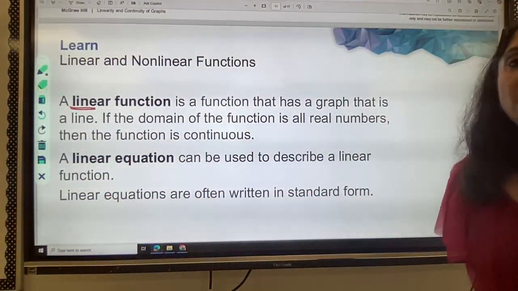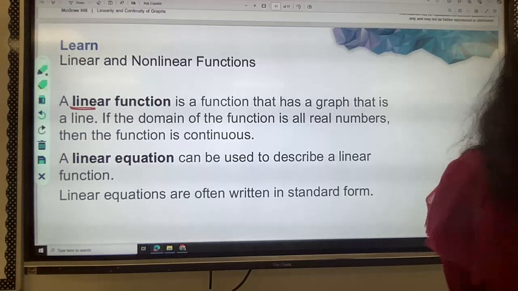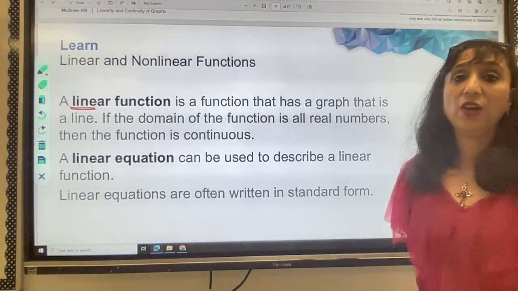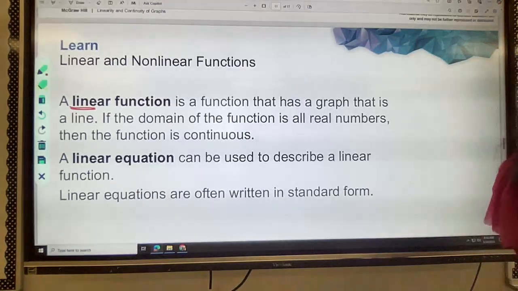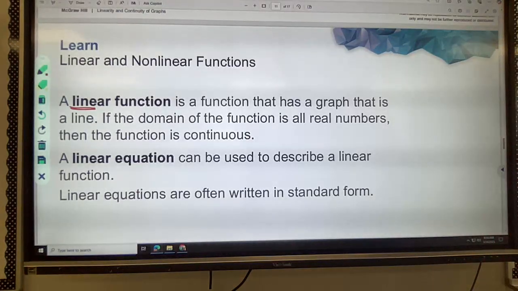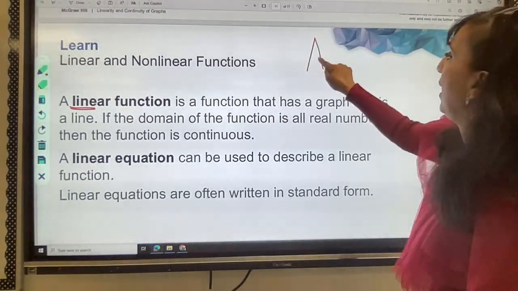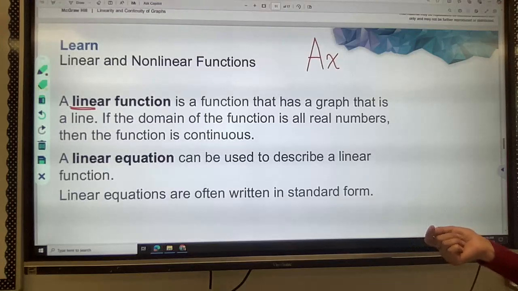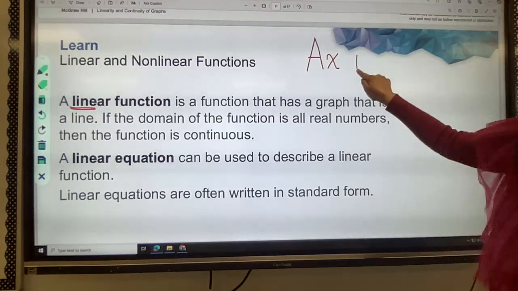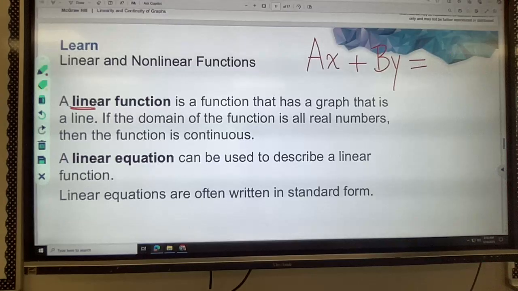If the domain of the function is all real numbers, then the function is continuous. And then a linear equation can be used to describe a linear function. And linear equations are often written in standard form. So, what is the standard form of a linear equation? It is going to be ax, and this is the standard form of a linear equation, all right, plus by is equal to c.